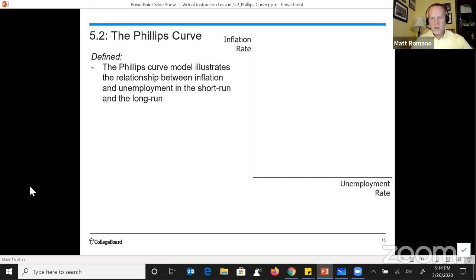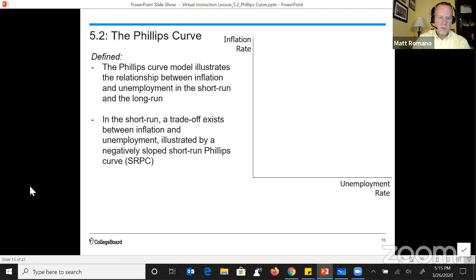So we'll begin constructing the model with the axes. We always start with the axes. So I want you to draw this as you're viewing this video. On your y-axis, we're going to put the inflation rate. Inflation, as you recall, is the increase in price level. On the x-axis, we're going to put the unemployment rate, unemployment as a percentage of the labor force, obviously, and we're going to look at the relationship between these two variables in the short run and the long run.